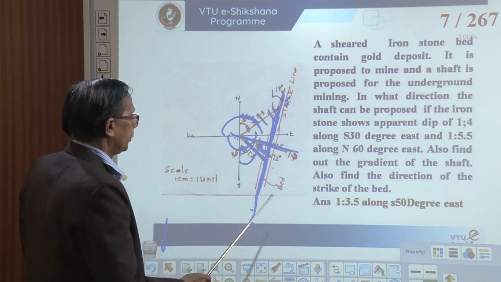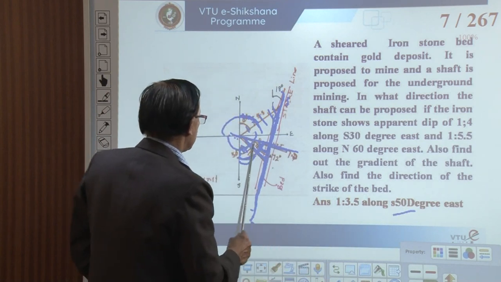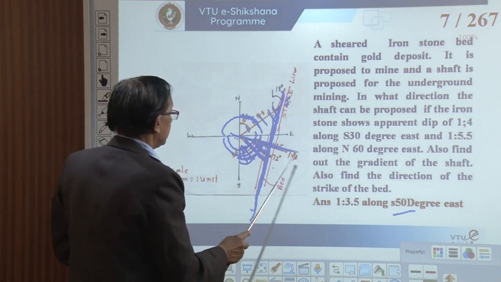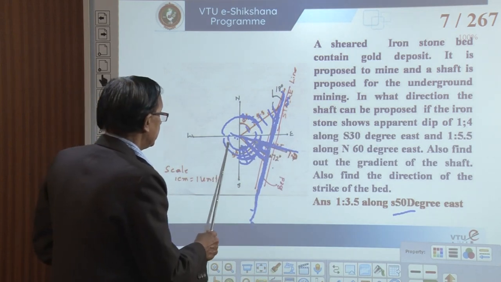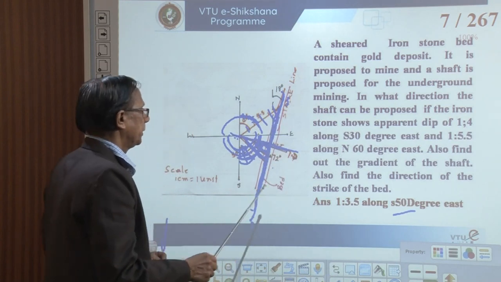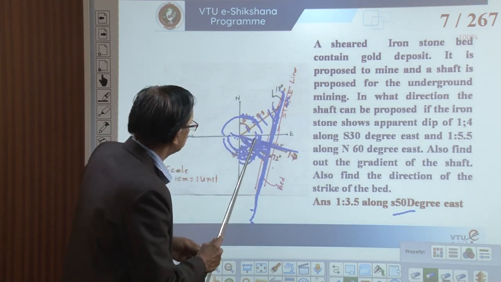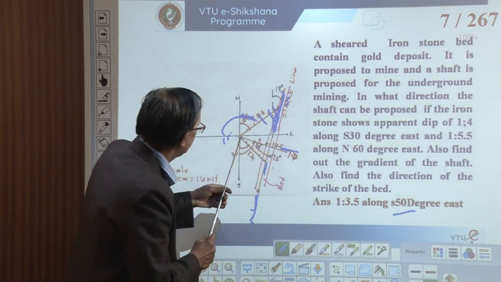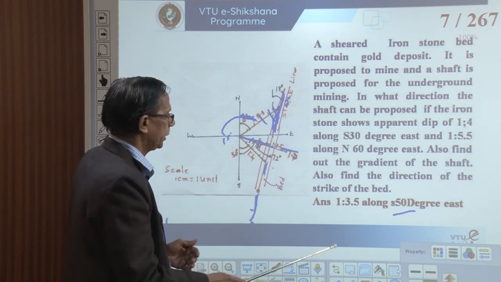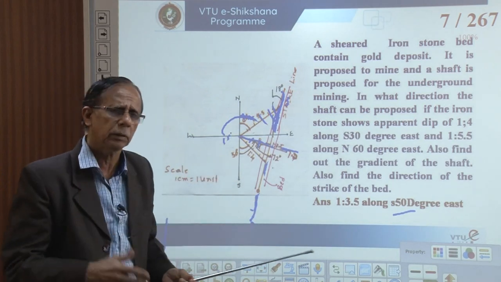What is that? The direction of true dip is south 50 degree east. This is a measure; with the help of a compass, I can measure this. You measure the direction and that becomes the direction of the true dip. And if you draw a joint from here to here, that distance defines the true dip, which is 1 to 3.5. Thus, that is the direction and gradient of the shaft, nothing but the true dip.